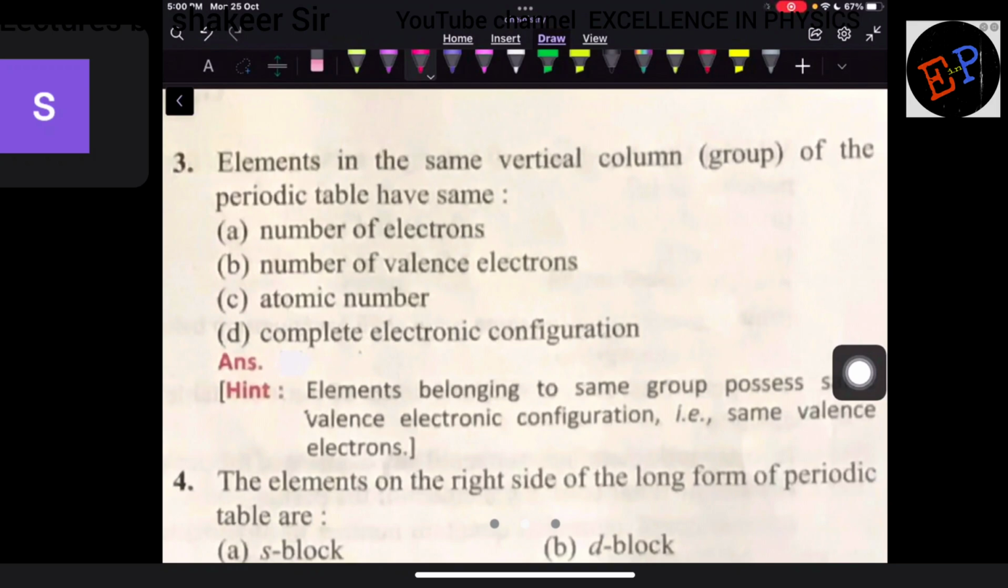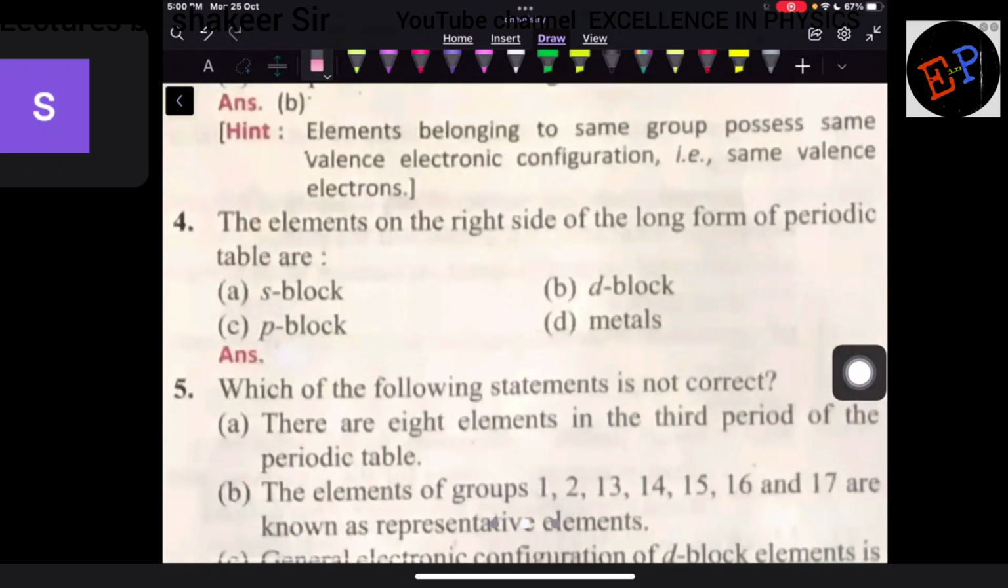So what is my option? So the number of valence electrons is same. Number of electrons is wrong. Atomic number is wrong. Complete electronic configuration is also wrong. So my answer is option number B. That is our option. Are you able to understand? Let us go to the next one.